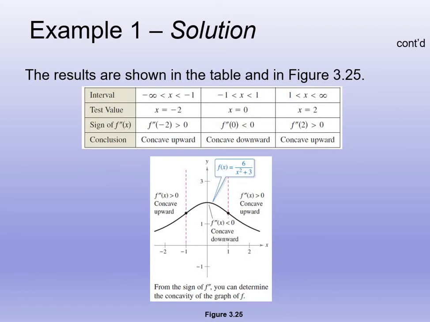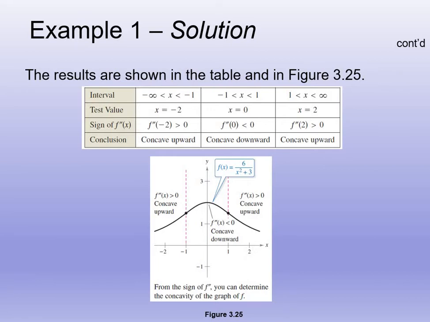Next we analyze the second interval, from -1 to 1. Obviously the best value to choose to substitute in is x equals 0. So we're going to substitute x equals 0 into the second derivative and evaluate it. When we do that, our f double prime of 0 is less than 0, which means it came out to be a negative number. So since the second derivative is negative on that interval, the graph is going to be concave down from -1 to 1.